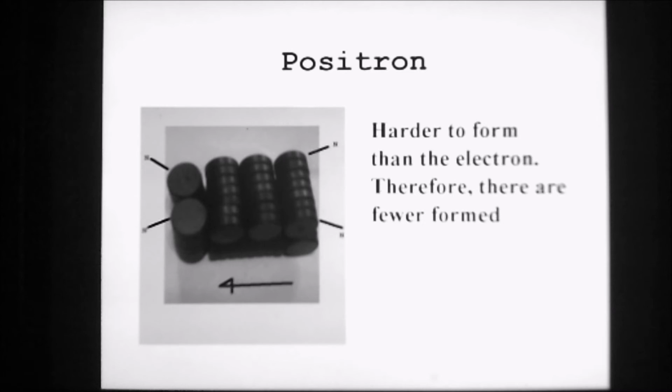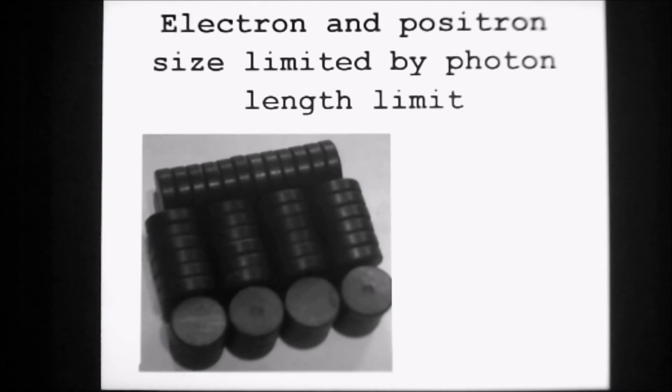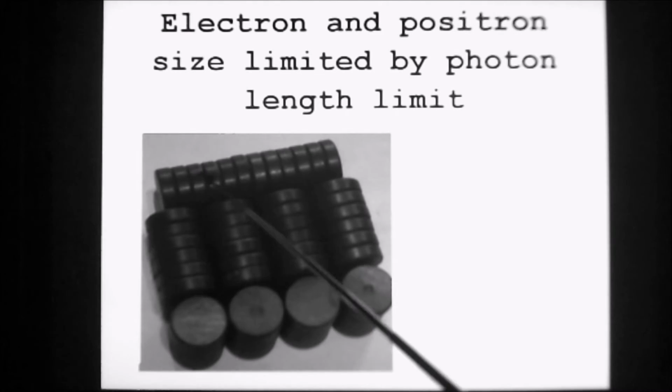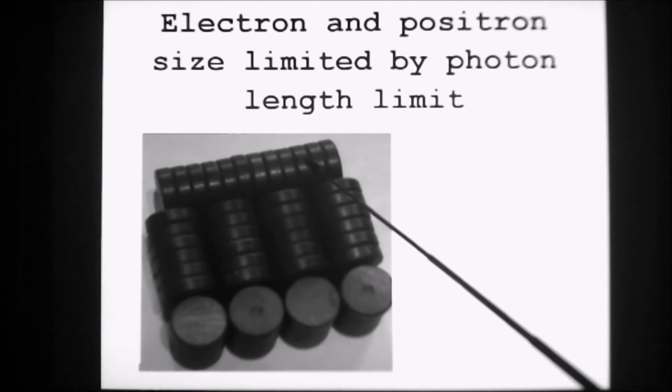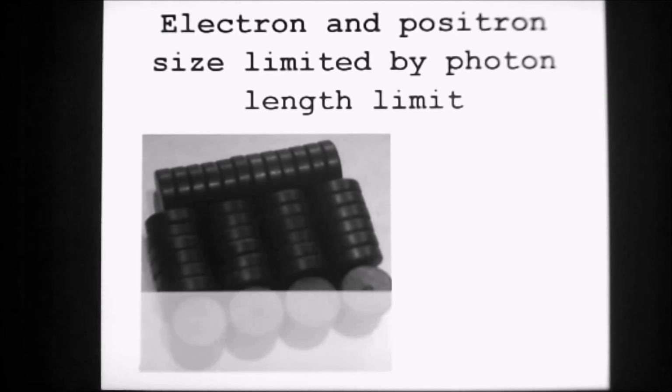This is a positron. Here you see we've turned 2 of the center elements around sideways by 90 degrees. It still has the 4 north magnetic poles. This structure is harder to form than the electron. Therefore, there are fewer formed, which accounts for there being fewer in the universe. These electron and positron structures can be larger if we have larger photon lengths.